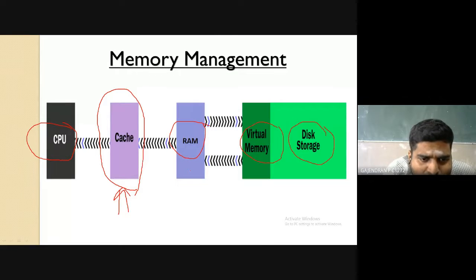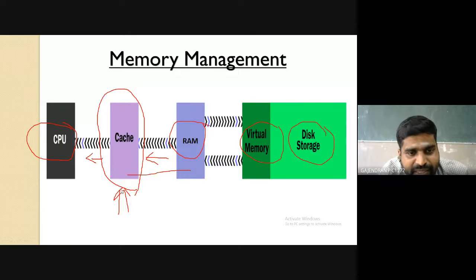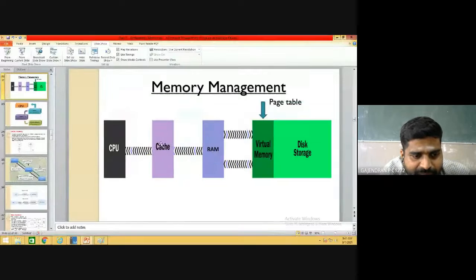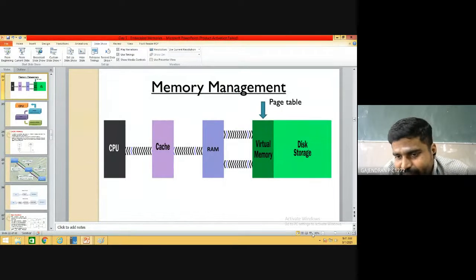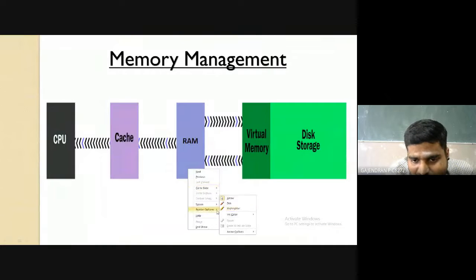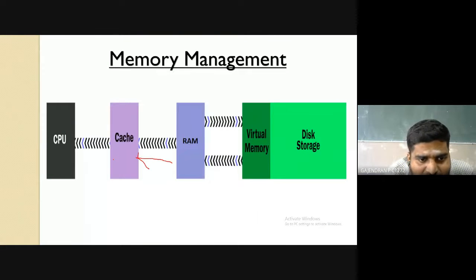Just like in the flow, what is the function of the cache memory? What does cache memory do? Check this direction. From this you can tell. It receives information from where? From RAM. It receives information or data from the RAM and it feeds into the CPU.